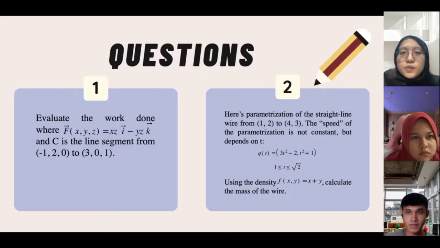So moving to the questions, we have two questions. The first question is: evaluate the work done where F(x, y, z) is equal to xz i minus yz k, and C is the line segment from (-1, 2, 3) to (3, 0, 1).